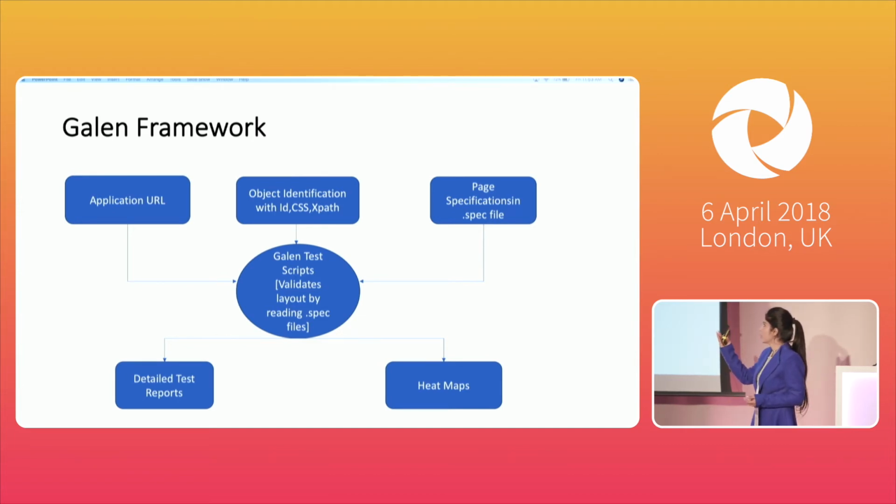Galen just works on 3 different inputs. I need to load my URL. I need to give the object identification, which can be ID, CSS, or XPath, and then the .spec file that I need to create for Galen. Then the test script will take all these 3 inputs and give 2 outputs, that is the detailed HTML test reports and the heat maps, which I'll be discussing further.